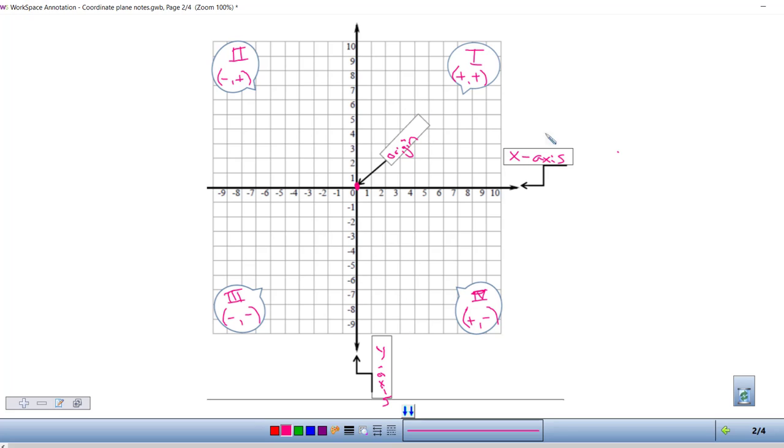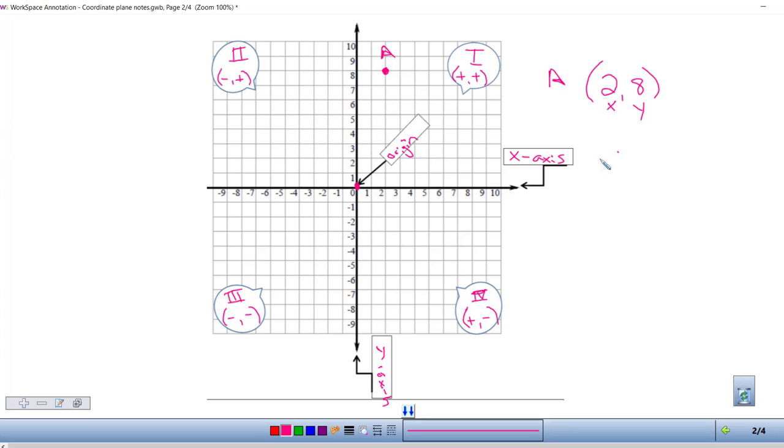When we graph points, we start with the x value. So for example, if my point was 2, 8, this is x, this is y. I start with my x value of positive 2. From the origin, I go to the right 2 on the x, and then y is 8, so I go up 8. This point is 2, 8. I'm going to label it A.